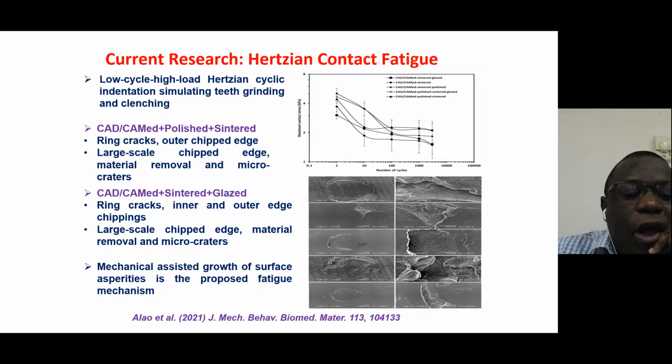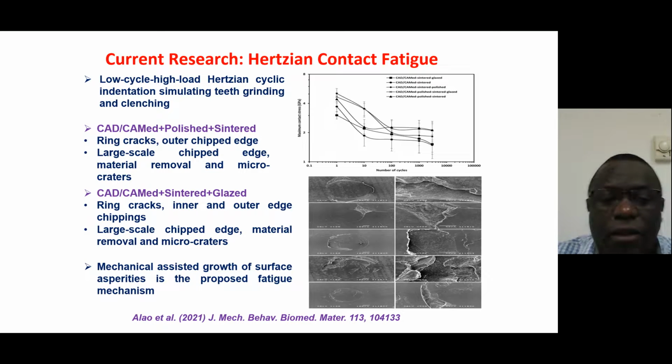I also propose that mechanical assisted growth of surface asperities was the proposed fatigue mechanism for all the treated surfaces.